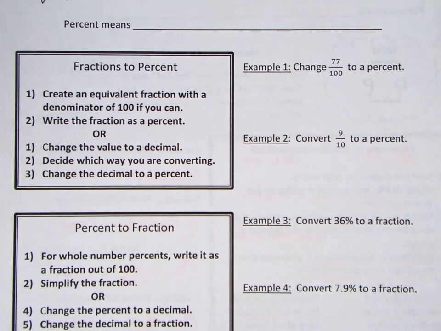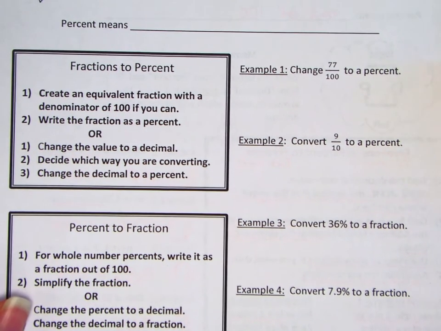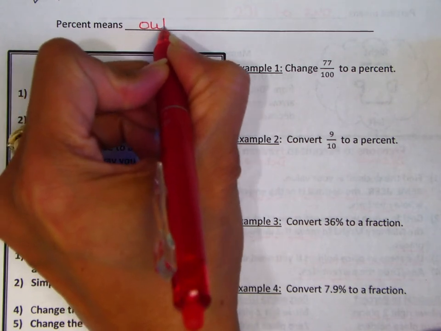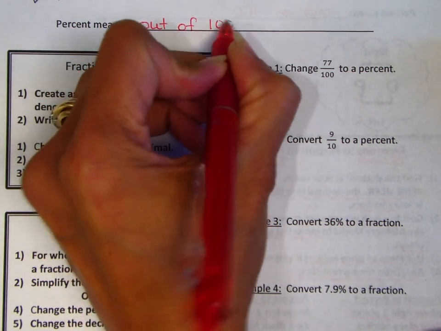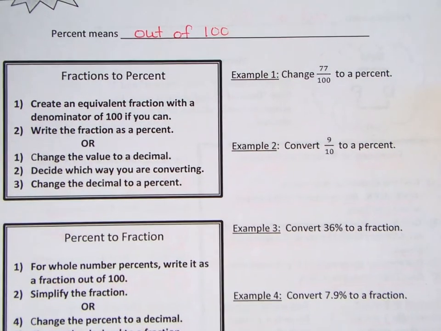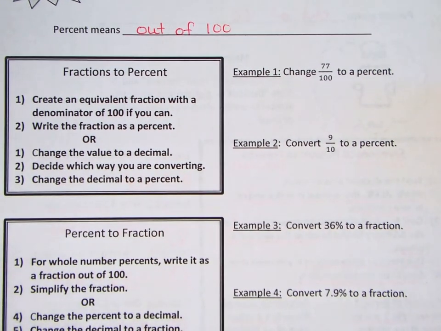Hello class. So we've converted from fractions to decimals and decimals to fractions. We've converted from decimals to percent and percents to decimals. And our last is converting fractions and percents. And remember, when we're working with percents, we need to remember the phrase percent means out of 100. And this is going to help us when we change some of our fractions to decimals, to percents.